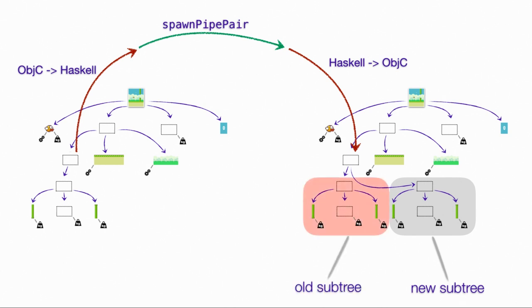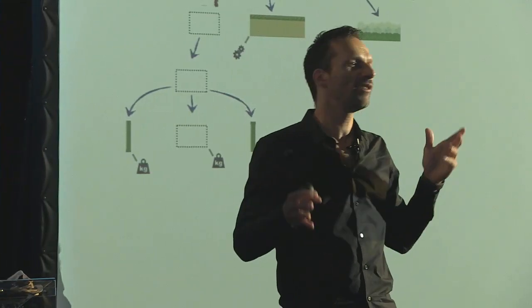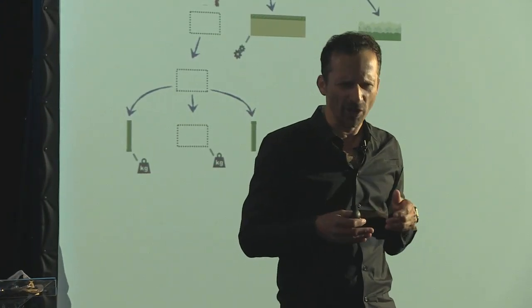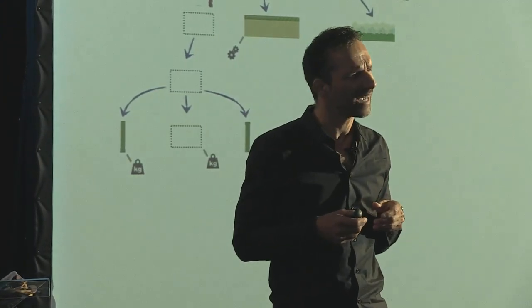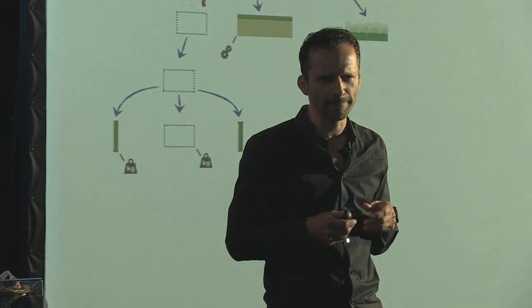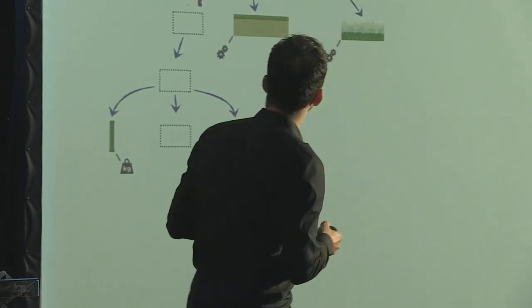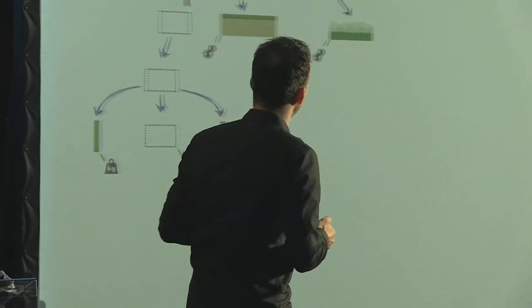What about the old subtree? We just took this thing from Objective-C land, marshaled it to Haskell, and back to Objective-C again. We are going to do this 60 times a second to get a kind of semi-real-time game going. Does that sound like a good plan?